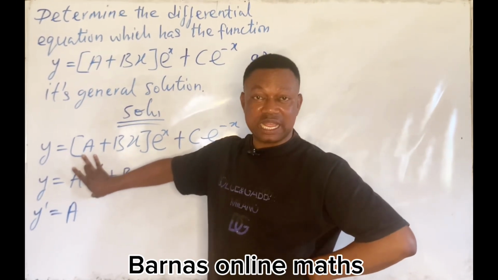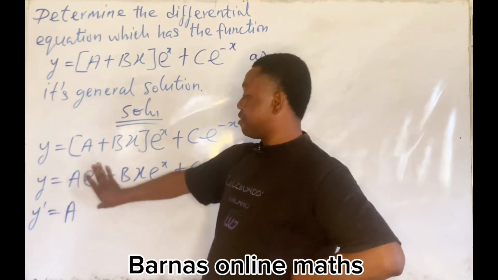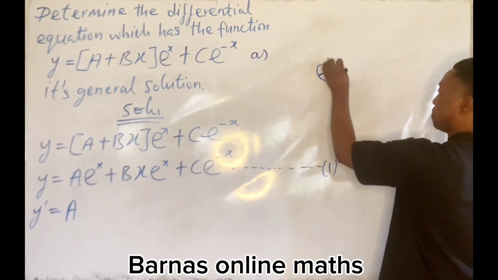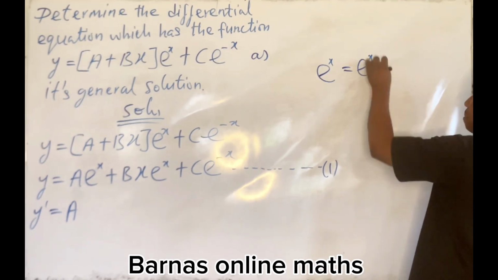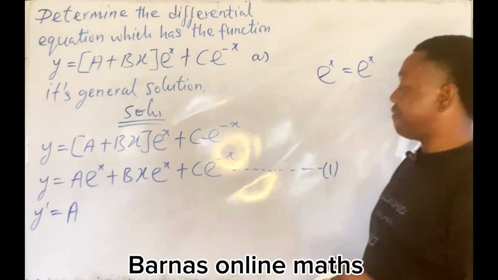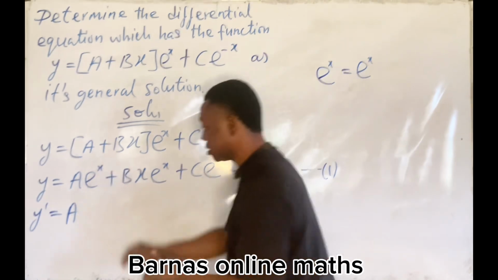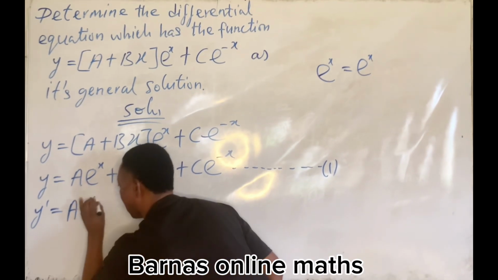From the standard derivative, we are told that if we differentiate e to the power x, we still have the same thing, e to the power x. As a matter of fact, if we differentiate this, we are going to have the same thing, e to the power x.